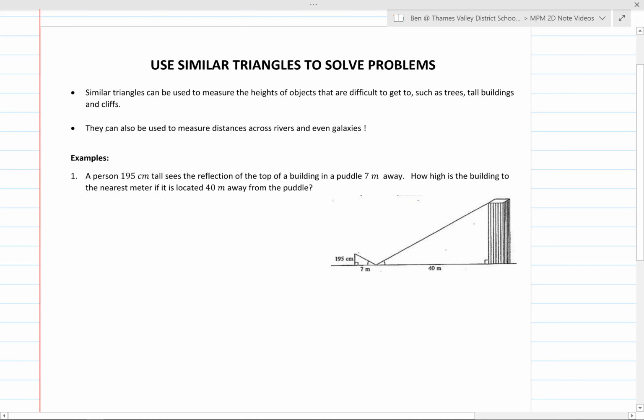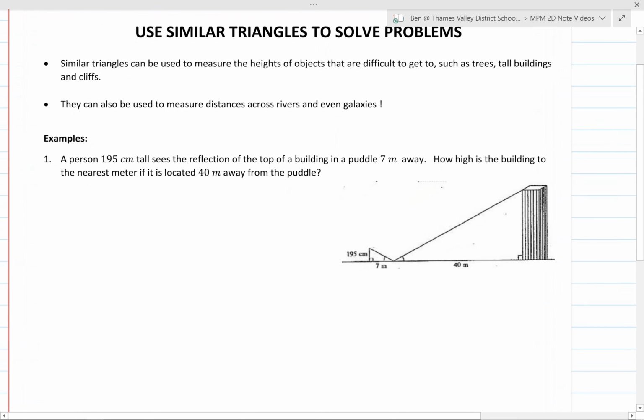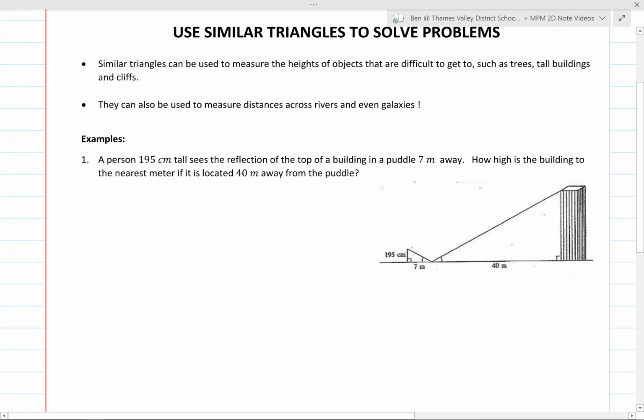They're also used by professionals to measure distances across rivers. They're also used in astronomy to determine the distance of galaxies and the distance of different stars. We're not going to use them exactly for that in this lesson, but we are going to use them to determine the height of, say, a building.